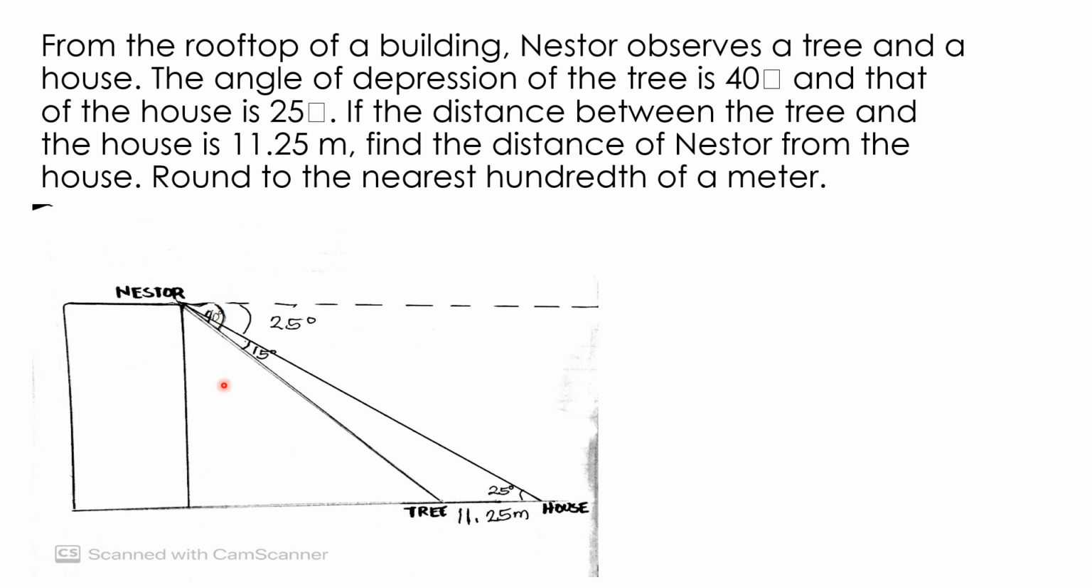So the angle of depression to the tree is 40 degrees, and the angle of depression to the house is 25 degrees. If you subtract to find this angle, that's 40 minus 25, that's 15 degrees. What we need to find is the distance of Nestor to the house. We can simply use the law of sines here because we already have an oblique triangle.